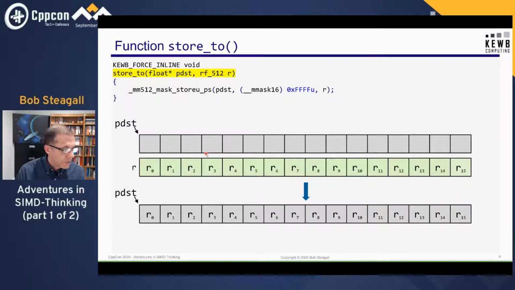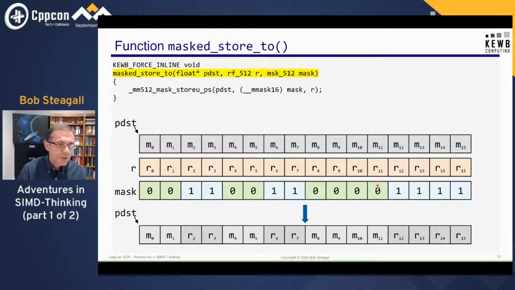And corresponding to load from, there are functions to store to. So there's a simple function, store to, where I take a float pointer and a register that's got data in it, and I store that. Now, here's my memory, here's my register with values, and at the end, I've pushed all those register values from the register into memory.